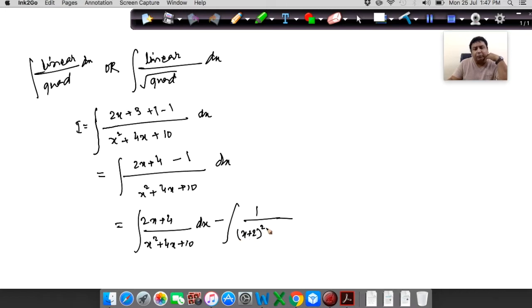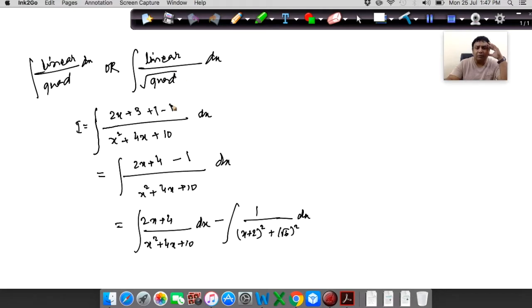So x plus 2 whole square becomes 4, so it's again root 6 square, and see it's ready. Now you can integrate this. This is directly log of the denominator, and this is 1 upon a tan inverse x by a. So this saves your time, but it's up to you totally. If your school is following a and b, follow that, I don't mind. So this is linear upon quadratic.